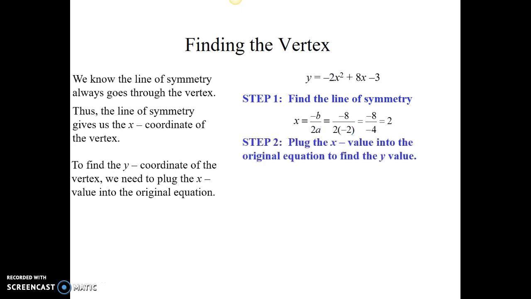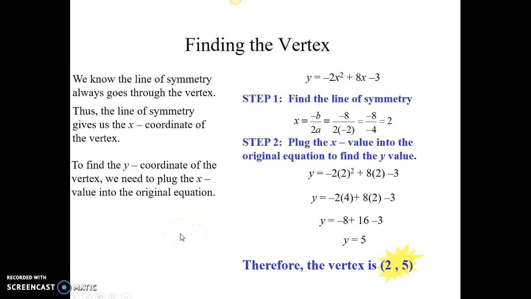Next, we'll plug the x value into the original equation to find the y value. Then we're going to simplify. 2 squared is 4. Negative 2 times 4 is negative 8. 8 times 2 is 16. And then using the order of operations, y equals 5. So now we know that our vertex, or our highest point in this graph, is 2, 5. The reason I know this is the highest point is because a is a negative number. Therefore, this parabola is going to open downward.